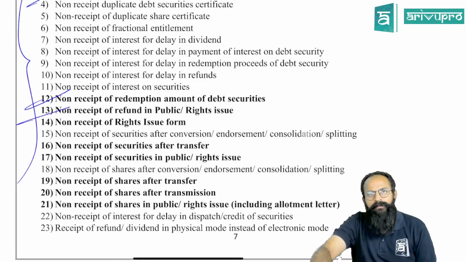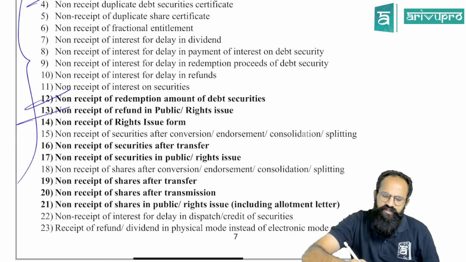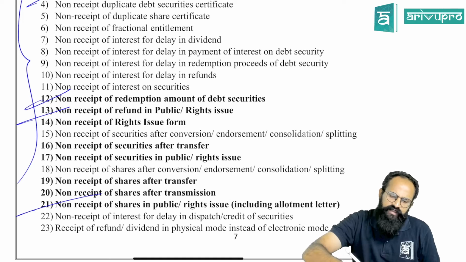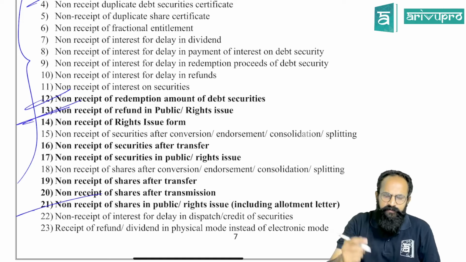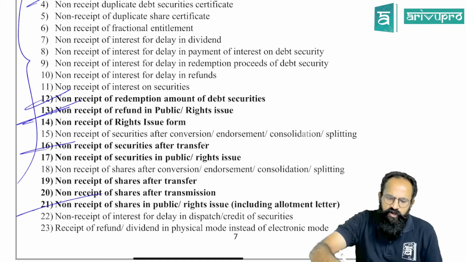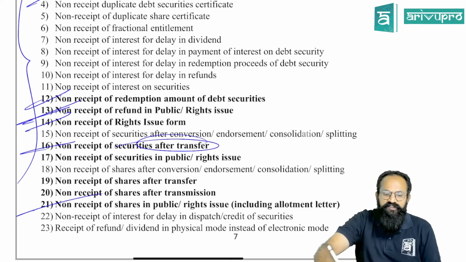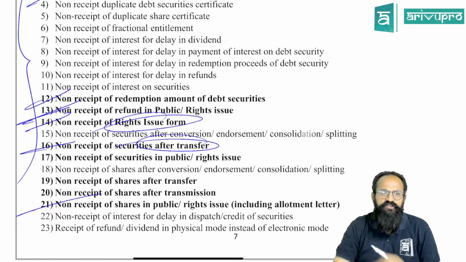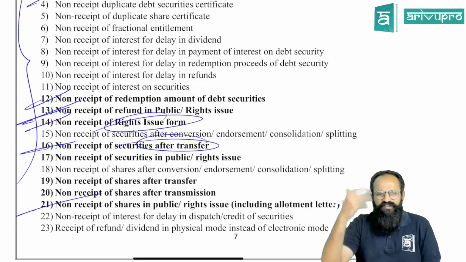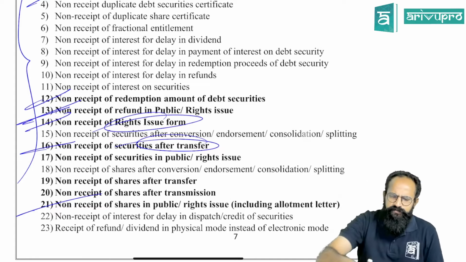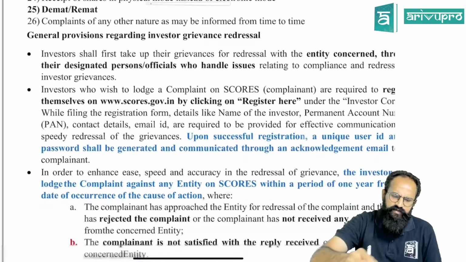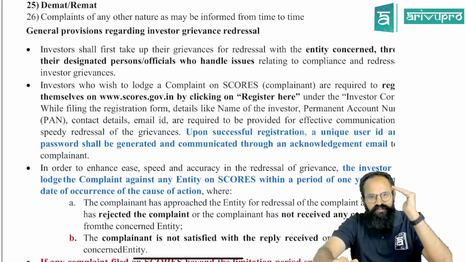I have invested in a public issue. I did not get my money back, and I did not get the shares either. Everything is covered. See, shares are covered here. Non-receipt of securities after transfer: I have transferred, but I did not get the money. The company has come with a rights issue, and I did not get the rights issue form. So everything, same things, everything will be covered. Go through the list once. So these are the SCORES things.